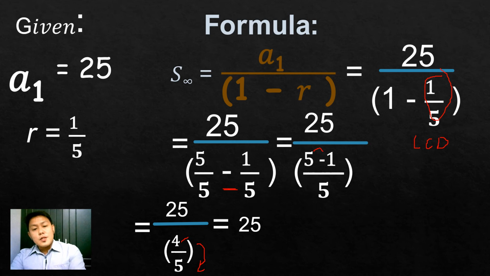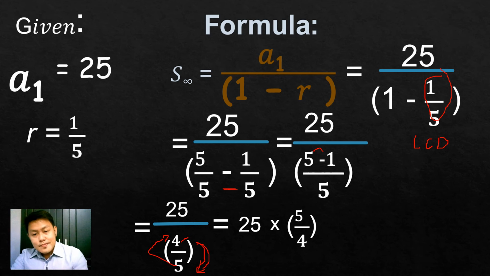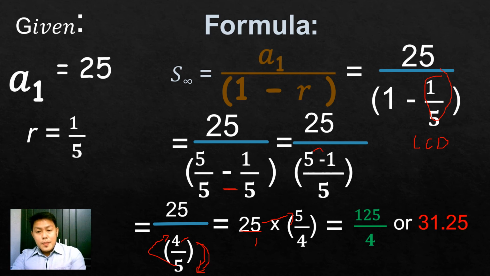25 divided by 4 over 5 is equal to 25. We go back to multiplication, but we take the reciprocal of 4 over 5. And the reciprocal of 4 over 5 is 5 over 4. Then we multiply. 25 times 5 is equal to 125, then over 1 times 4 is 4. So therefore the answer is 125 over 4. Or you can also write the decimal form of 125 over 4, which is 31.25.